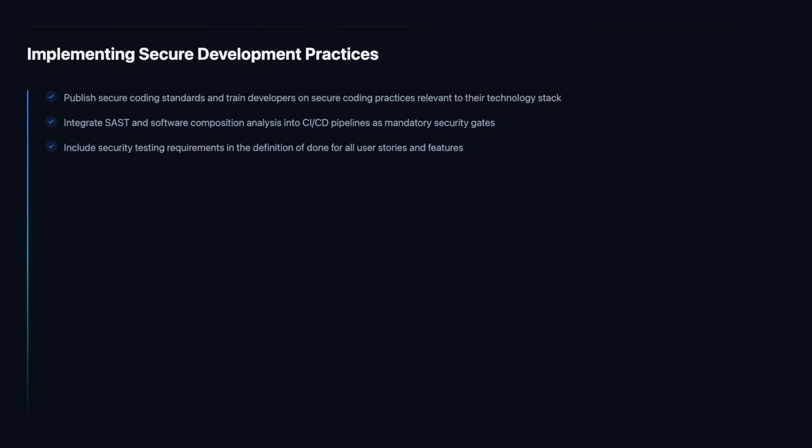A definition of done that includes threat model review for features touching authentication or data handling, SAST findings below a defined severity threshold, and documentation of security-relevant design decisions creates accountability within the team for security outcomes. This approach reflects the DevSecOps philosophy that security is a shared responsibility of the development team, not a separate function that reviews code after it is written.